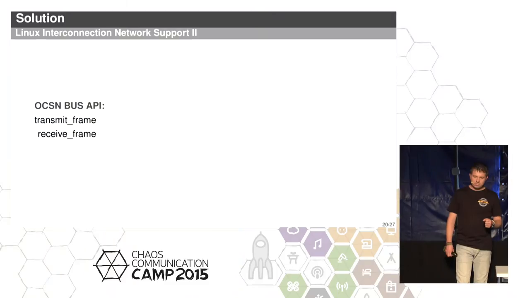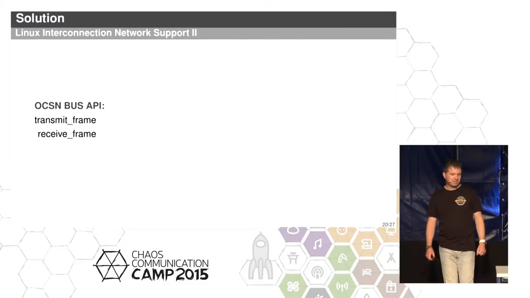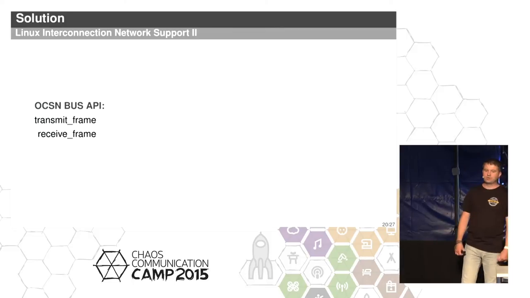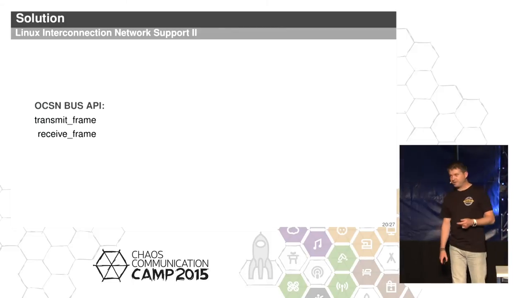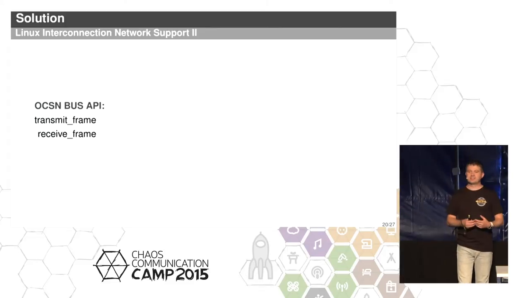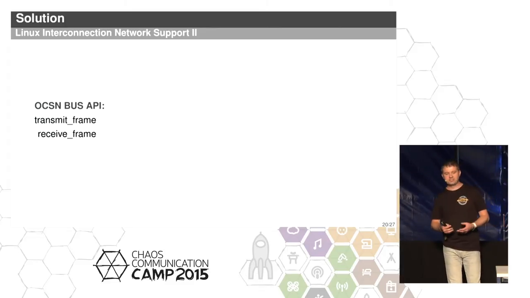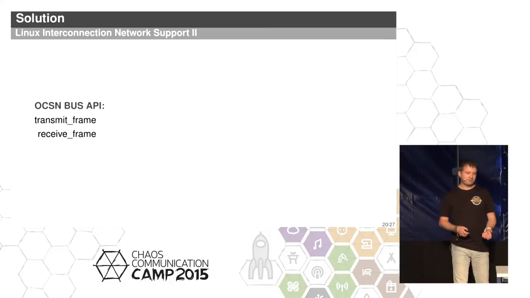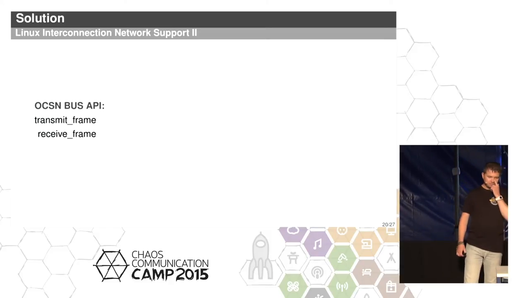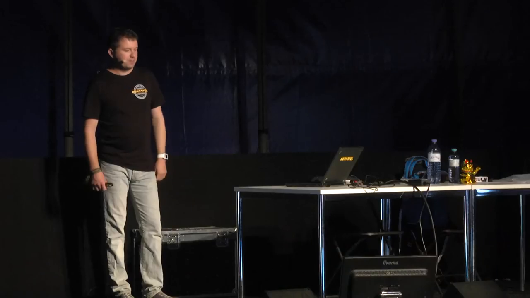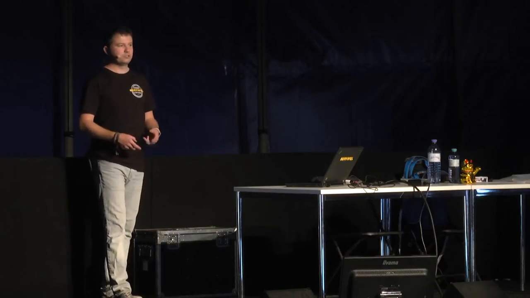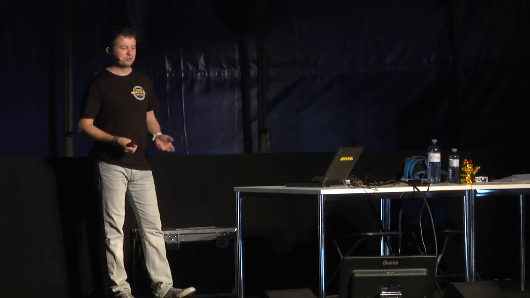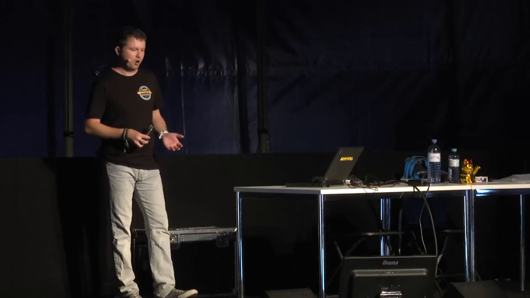The OCSN bus API is very much simpler than the JTAG bus API because you just have transmit frame and receive frame, because I'm using frames at this level. So most of the data or the information is encapsulated within the frame, the OCSN frame. The transmit frame and the receive frame functions are available to device drivers, so a device can listen to frames, for example, on a specific port.